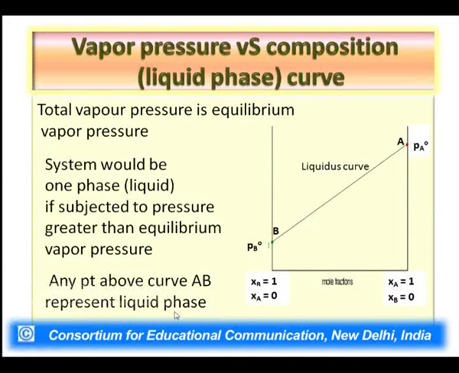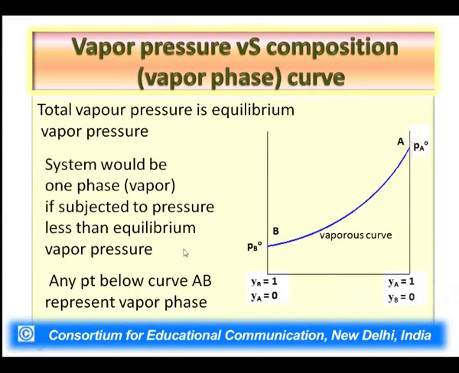So this is the implication we obtain from Raoult's law. Now let us obtain this curve. This is the curve obtained when total vapor pressure is plotted with respect to composition in vapor phase. It is important to note that this blue curve is not the curve obtained by plotting total vapor pressure versus composition in liquid phase, but is obtained when we plot total vapor pressure versus composition in vapor phase.